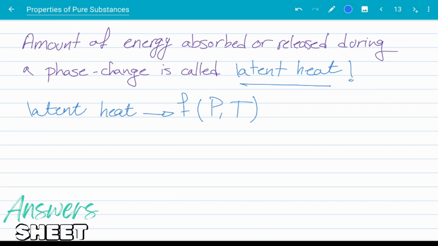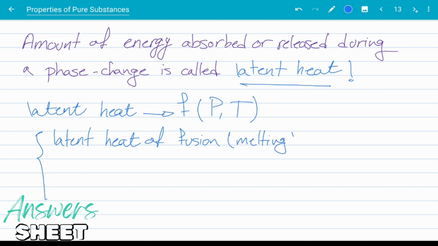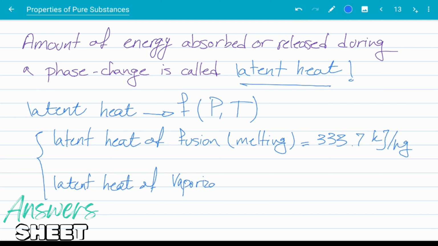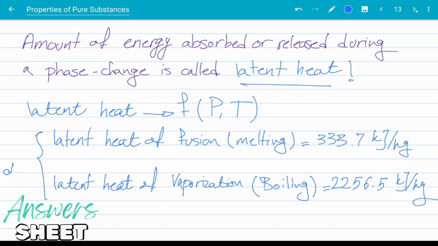So, for example, for water at 1 atmosphere, the latent heat of fusion, which is the melting or freezing process, is 333.7 kilojoules per kilogram, while the latent heat of vaporization, which is boiling or condensing, is 2,256.5 kilojoules per kilogram.